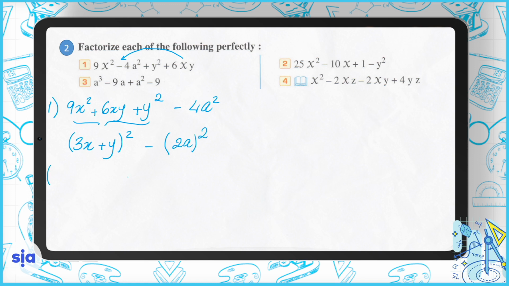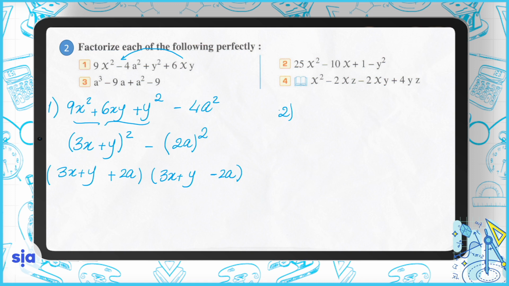To factorize this, here are the two brackets. Between them, one is minus and the other is plus, or plus and then minus. The order does not matter. And then the first term, 3x plus y, and the second term is 2a. Here the first term is 3x plus y, and the second term is 2a.